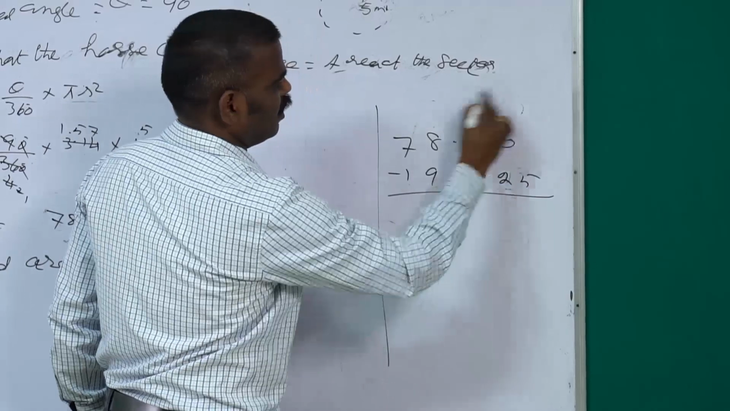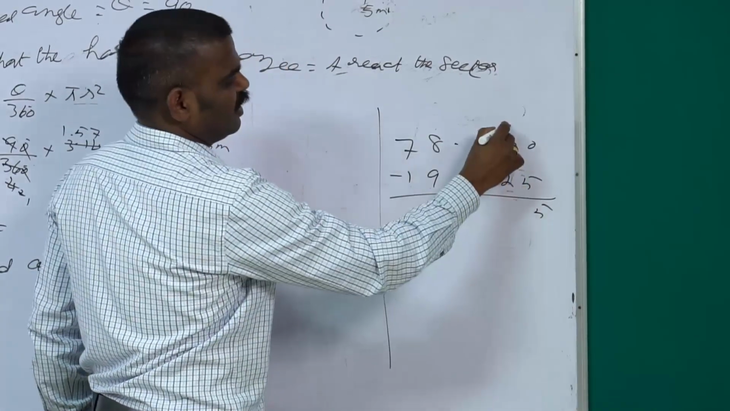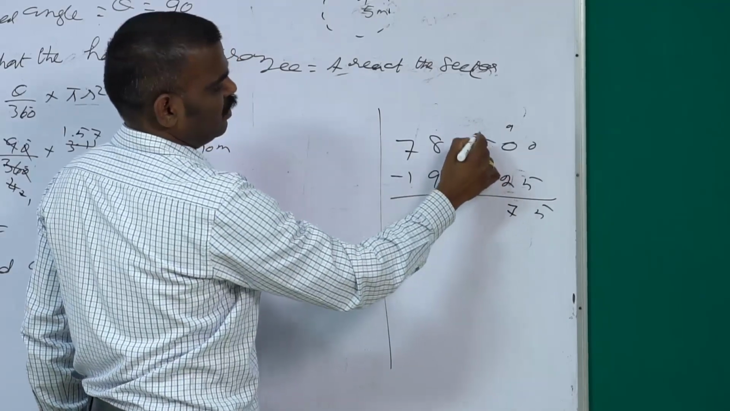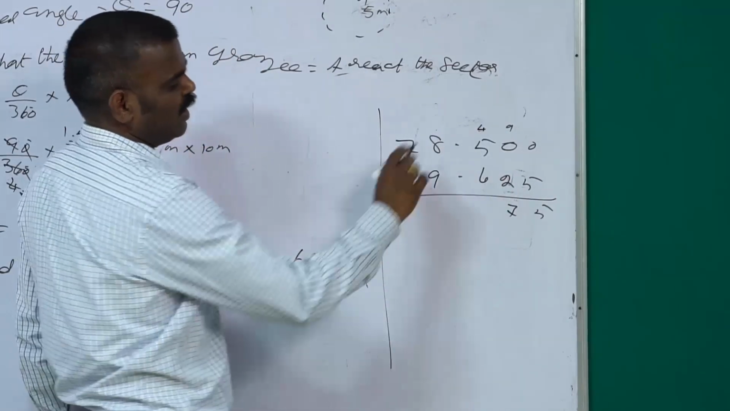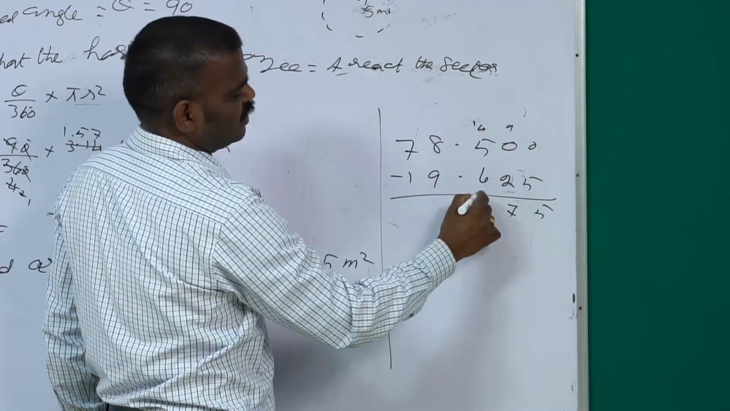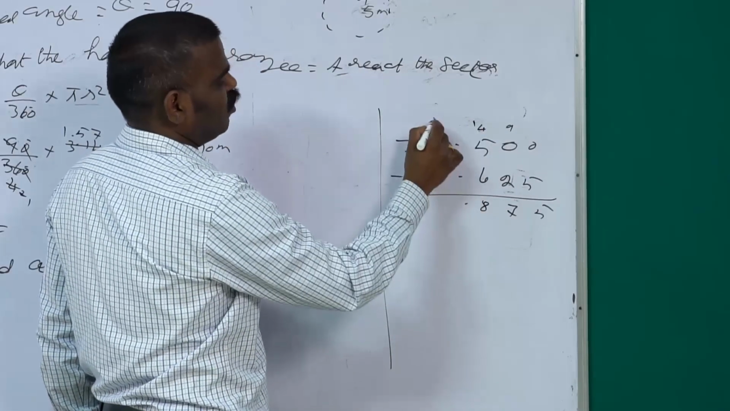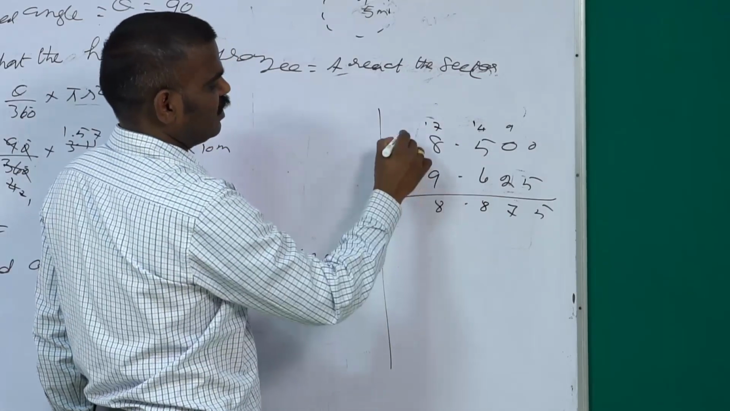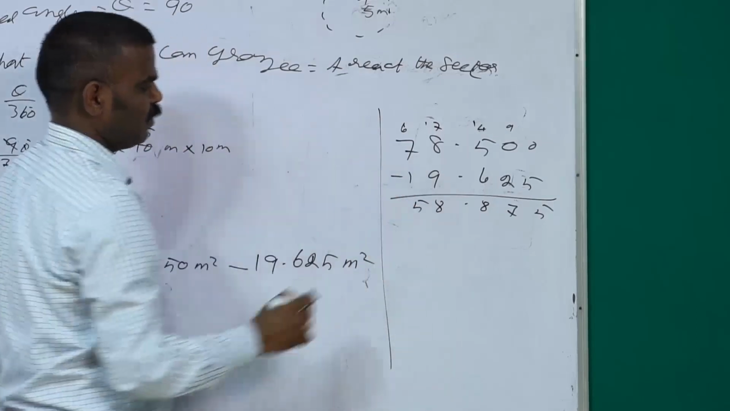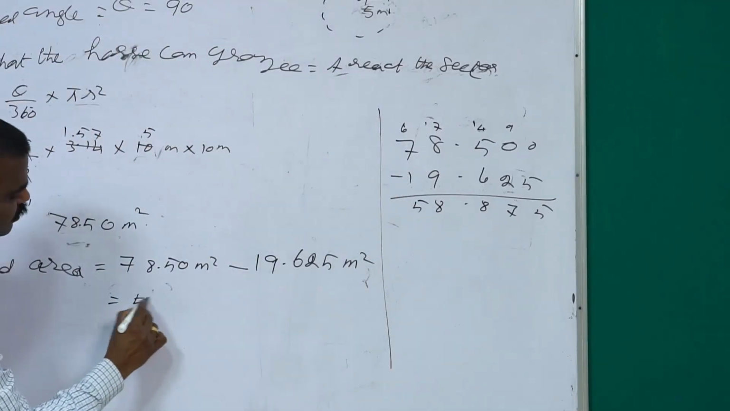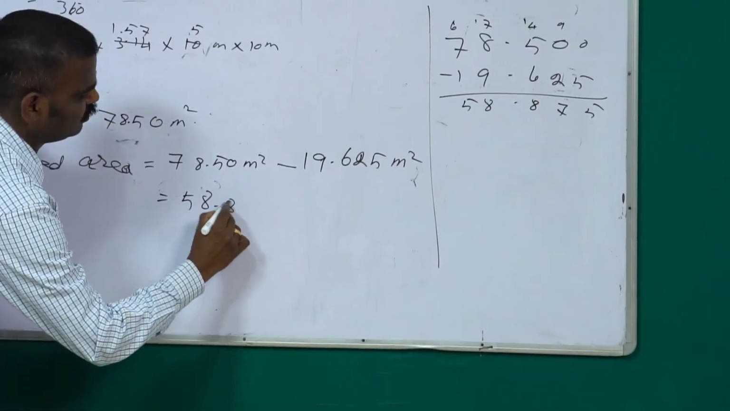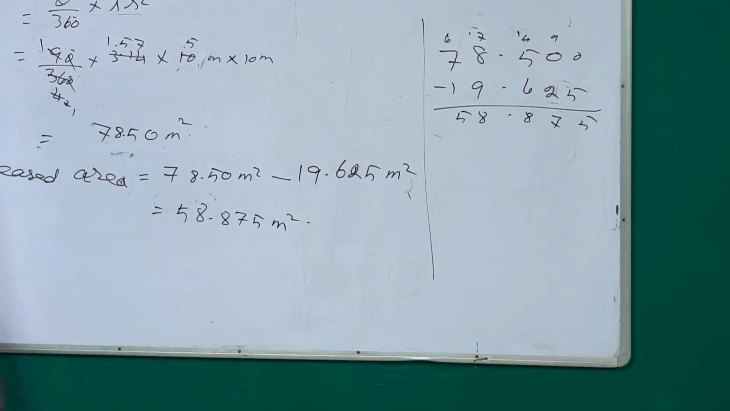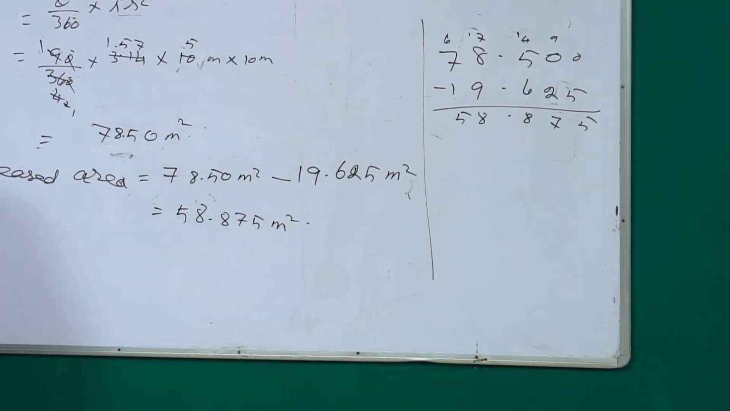625, borrow 10, 10 minus 5, 5. 9 here, 9 minus 2, 7. Borrowed here, how much here? 4 is here, cannot go, borrowed 14, 14 minus 6, 8. How much here? 7, borrowed 17, 17 minus 9, 8. 6 here, 6 minus 1, 5. So, the increase in area is how much? 58.875 meters square. Okay, children, write first.